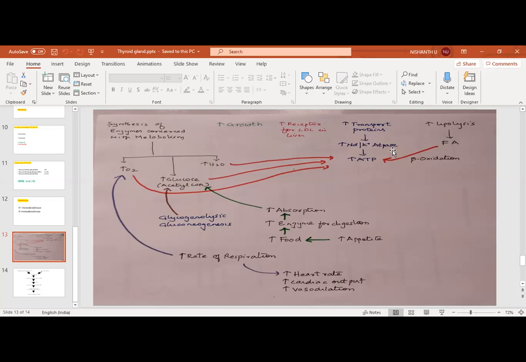But here one issue is there. If it wants to promote the movement of sodium and potassium, it requires a lot of ATP. You observe that here I have written ATP. A really rich amount of ATP is required. This is one issue, so this issue should be sorted out.